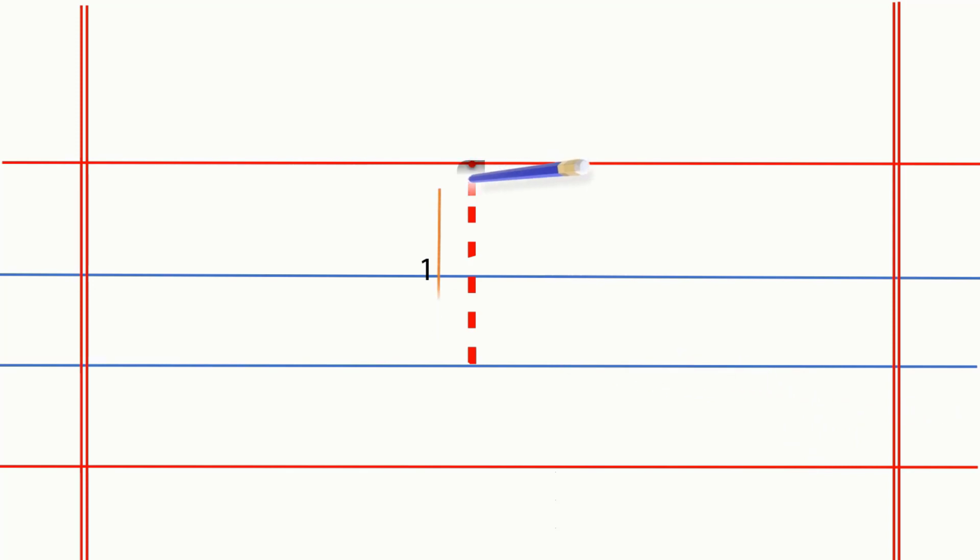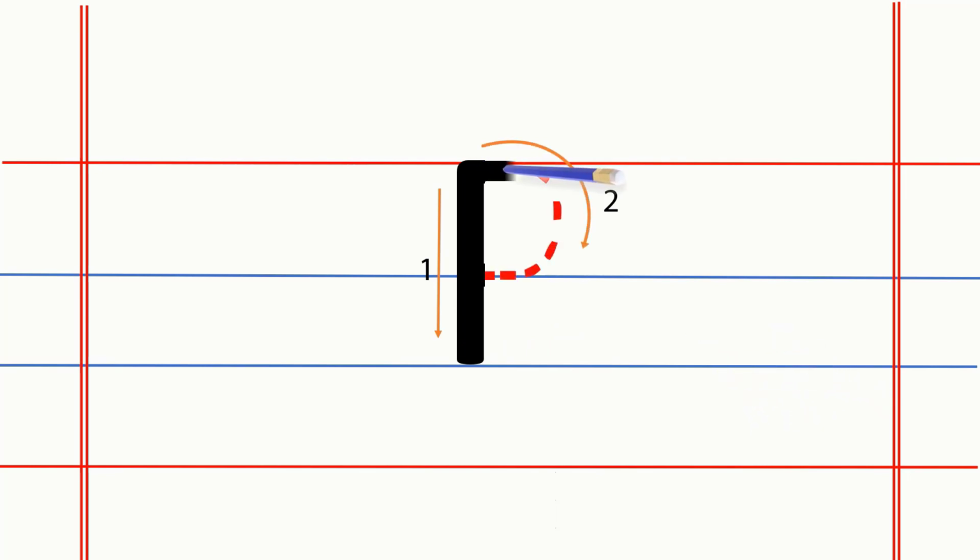Start from the red point. Draw a straight line downwards. Then start from the red point again and make a half circle.